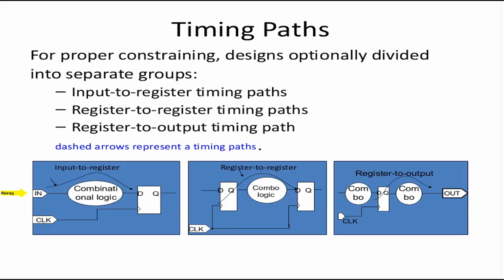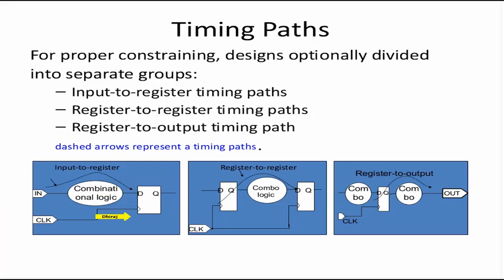This is the only reason why tools like DC and PT will start from the input and stop at any sequential element they see. It starts from the input, goes through combinational logic, and stops at the D pin of the first sequential element. So this type of path is called an input to register path. It stops at D because the setup and hold need to be checked at D. We saw in the library example that the setup and hold timing constraints are defined at the data pin with respect to the clock pin.